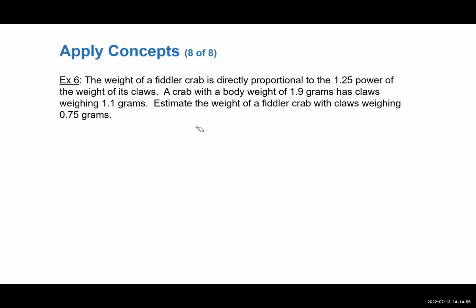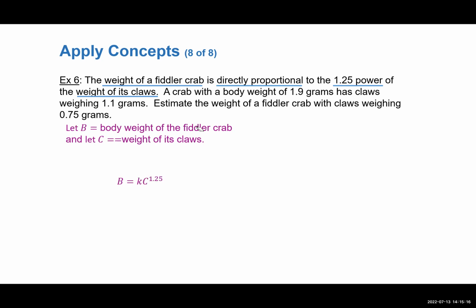Last example, example 6. The weight of a fiddler crab is directly proportional to the 1.25 power of the weight of its claws. Directly proportional. So I can say W equals, we're going to call it B, sorry, the body weight. Okay. So we're going to say B equals K times the weight of the claw, that's C, to the 1.25 power.